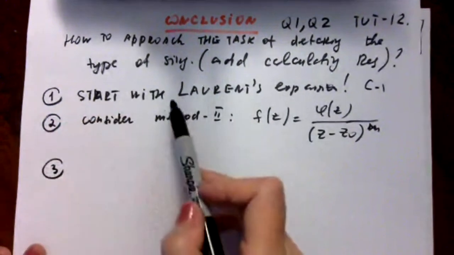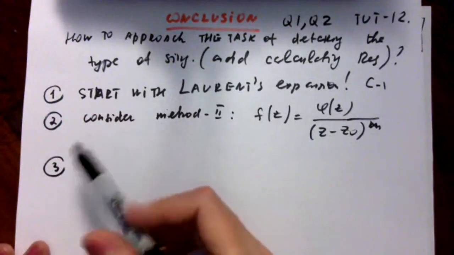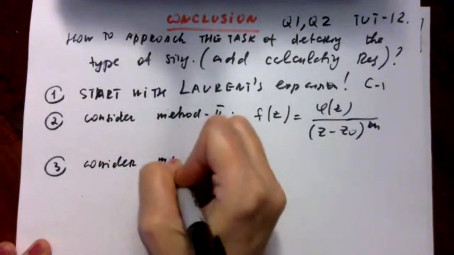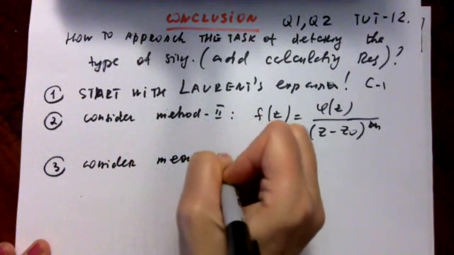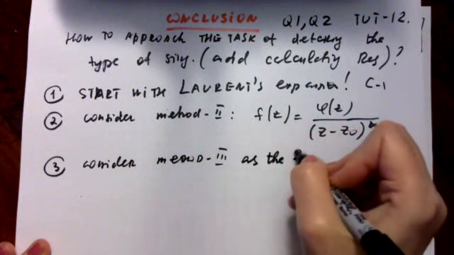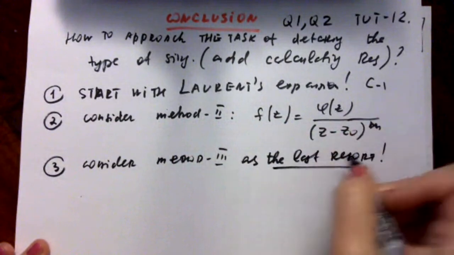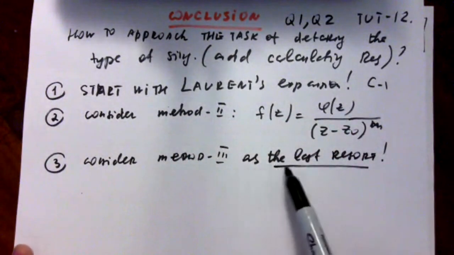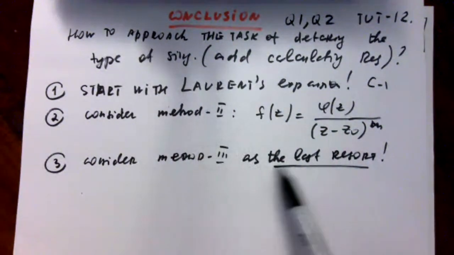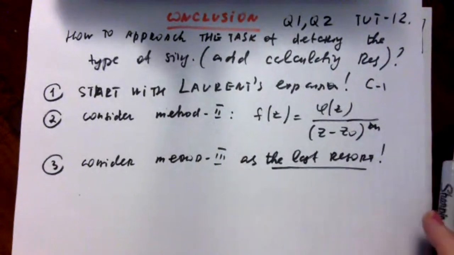And only if both these methods don't work for you, you should consider method 3. Method 3 only as a last resort, because as you can see, it's quite a fancy method. It involves a lot of calculation. That is why it doesn't look so appealing as the first ones. But who knows? You should be aware of this method, and you should bear it in mind.